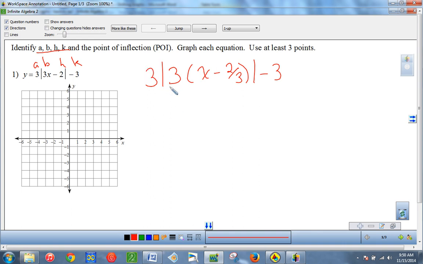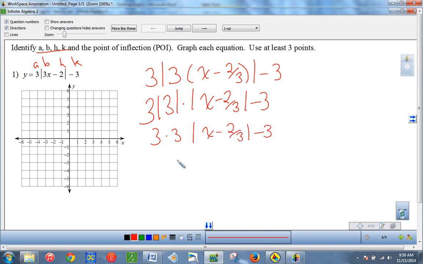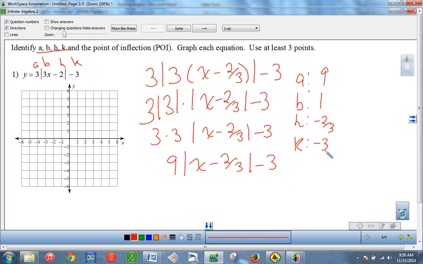So once I factor this out, I can take the absolute value of 3 and the absolute value of x minus 2/3. And I know that the absolute value of 3 is just 3. And 3 times 3 is just 9. So I've changed my a value into 9. And now I've changed my b value into 1. I'm only multiplying by 1 here. So a, b, h, k. A is 9, b is 1, h is negative 2/3, and k is negative 3.